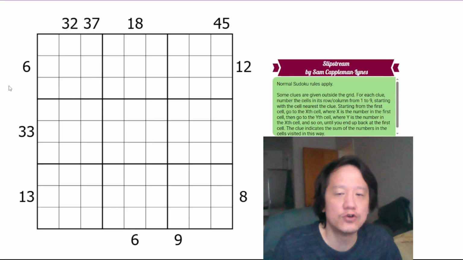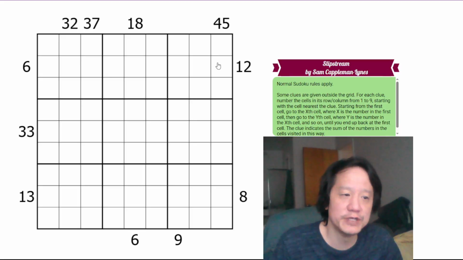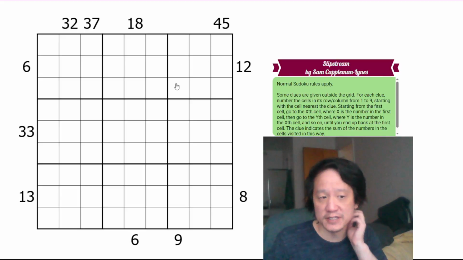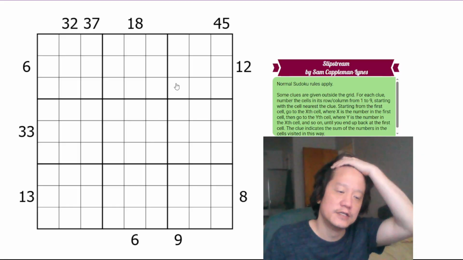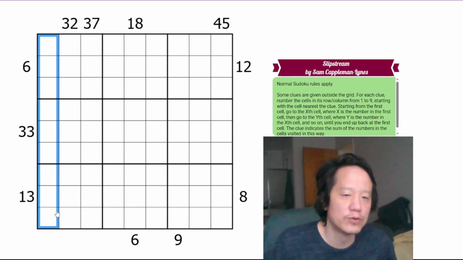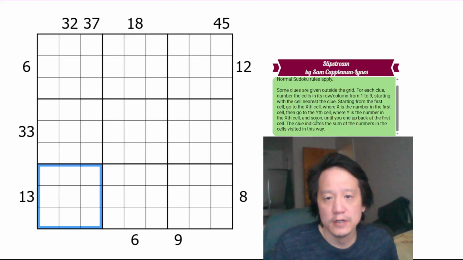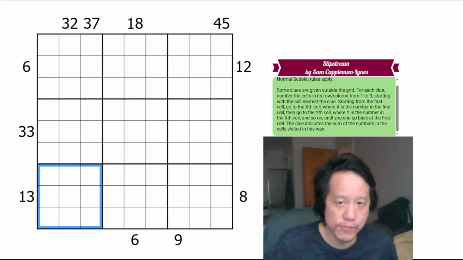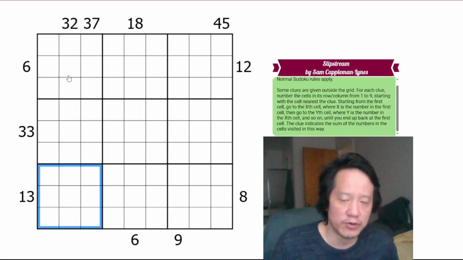We have normal Sudoku rules applied, which means in every cell in the grid, place a single digit from 1 through 9 such that there are no repeats in any row, column, or designated 9-cell region, which is a box. Some clues are given outside the grid. For each clue, number the cells in its row or column from 1 to 9, starting with the cell nearest the clue.